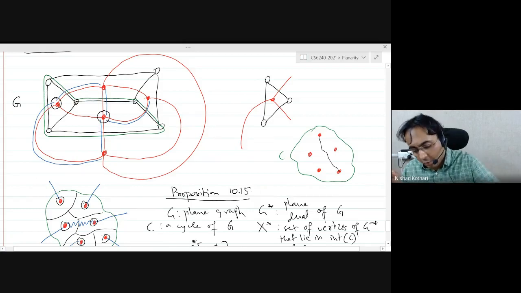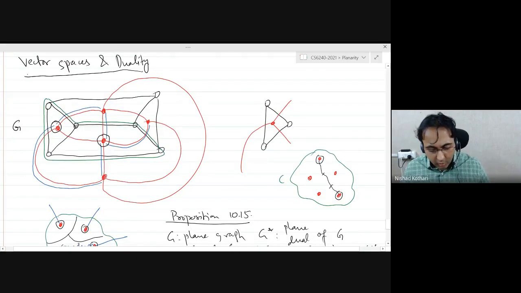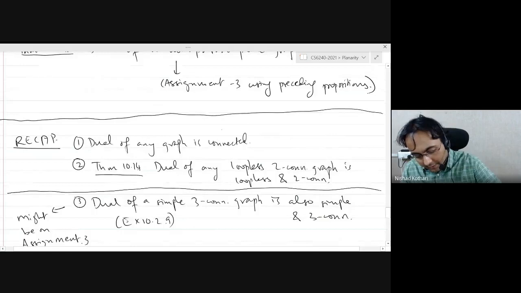In particular, if you take two red vertices in your set X star, then there is an arc joining those two red vertices that does not go through any other red vertices, because the red vertices are finite. So you're always able to join the two without going through any other red point. This arc will be crossing some face boundaries, and that will give you a walk in the dual between the two corresponding vertices. It's basically the same reason why the dual of any graph, whether it is connected or not, is connected.